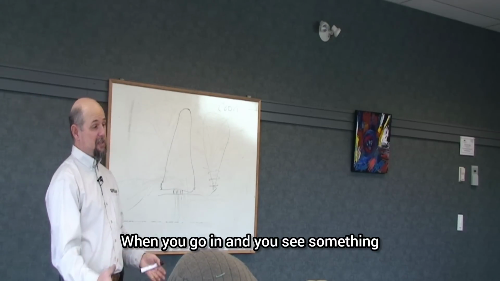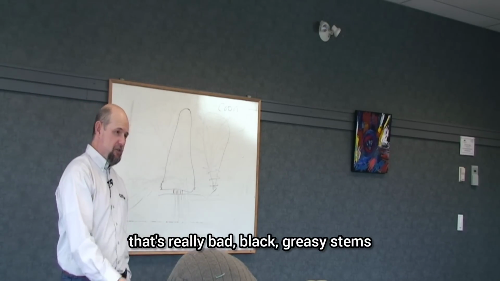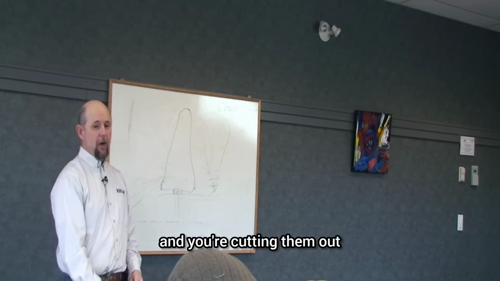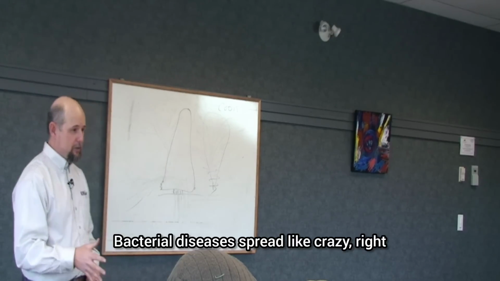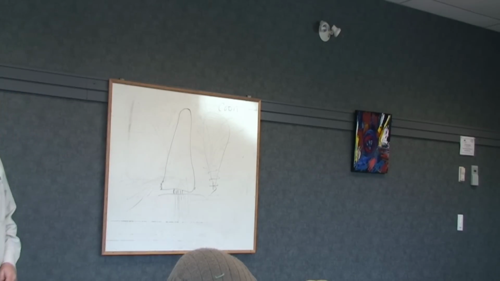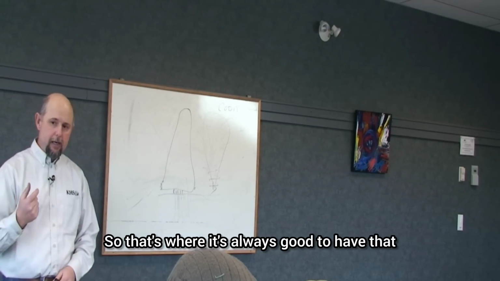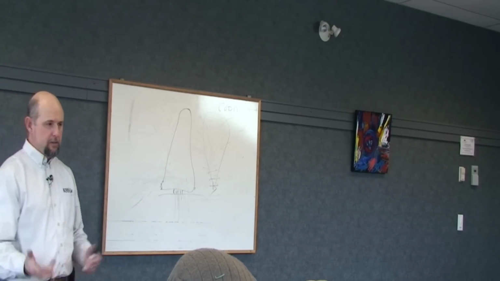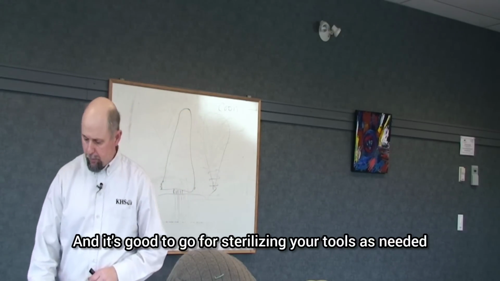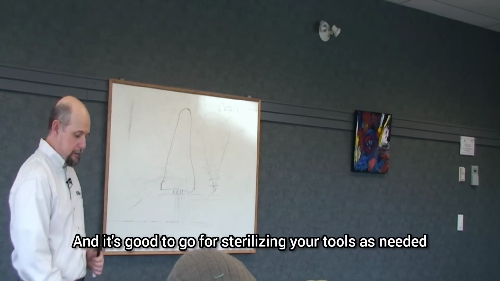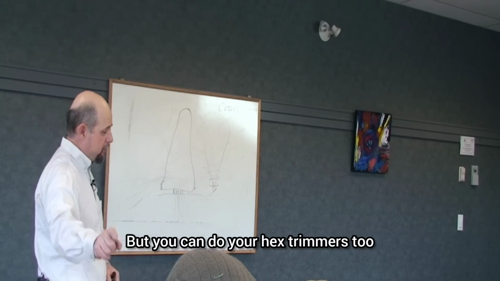When you go in and you see something that's really bad, black, greasy stems, and you're cutting them out, black, greasy stuff, that's usually bacterial. Bacterial diseases spread like crazy, right? So that's where it's always good to have that little bit of rubbing alcohol. It's just isopropyl alcohol. You can have it in your vehicle, and it's good to go for sterilizing your tools as needed. But you can do your hedge trimmers too.